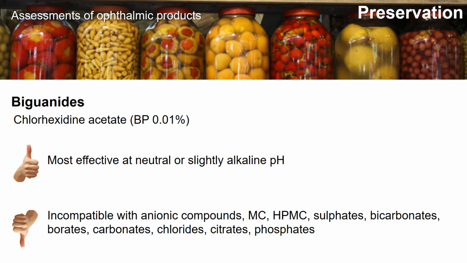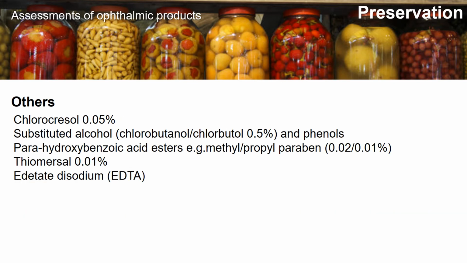Here is the list of other commonly used ophthalmic preservatives like chlorocresol, chlorobutanol, paraben, thiomersal and edetate disodium, or EDTA. EDTA is also used as a stabilizer and has a synergistic effect with chlorhexidine acetate.